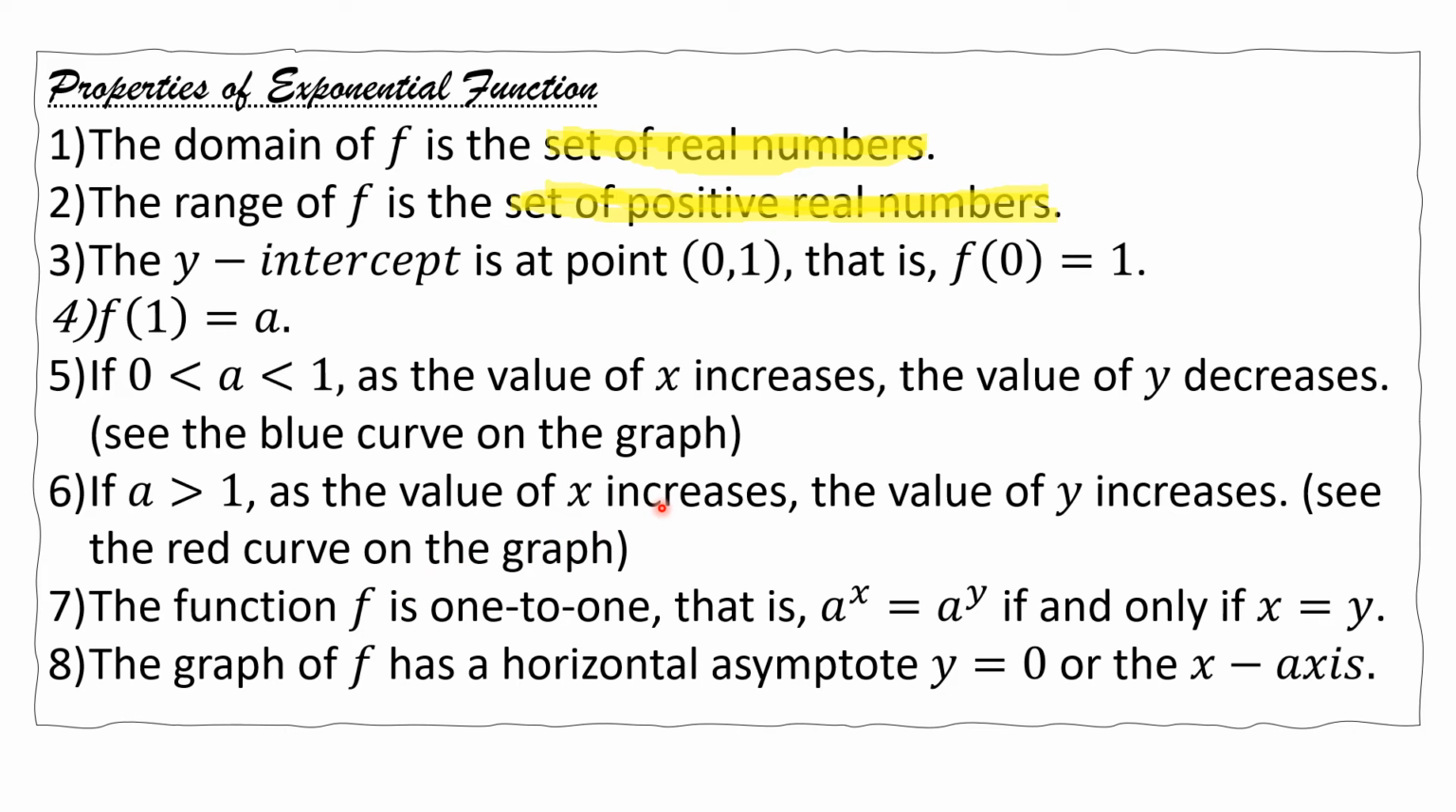Now I will also show the graph. If a is greater than 1, as the value of x increases, the value of y increases. The function f is 1 to 1, that is a exponent x is equal to a exponent y, if and only if x is equal to y. The graph of f has a horizontal asymptote, that is y equals 0, or the x-axis.